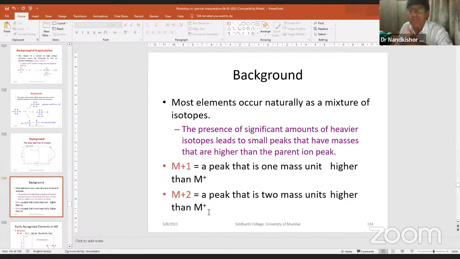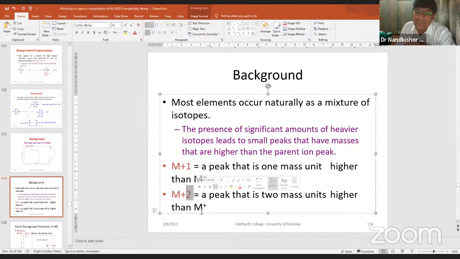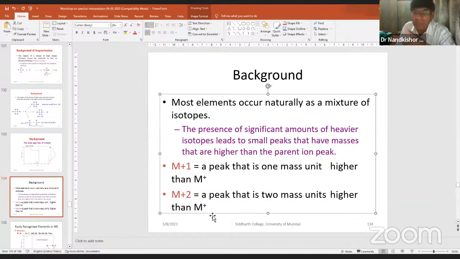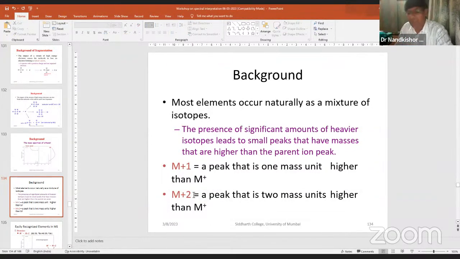Certain other elements have isotopes too. Take the example of halogens like chlorine, which has two isotopes. Which are those isotopes? One is 35, another is 37. So 37 is considered to be +2, and 35 is the prominent peak. The +2 is nothing but your M+2, the isotopic peak. Similarly, there is bromine, which shows other isotopic peaks.